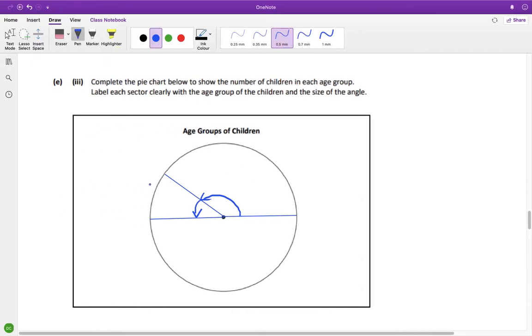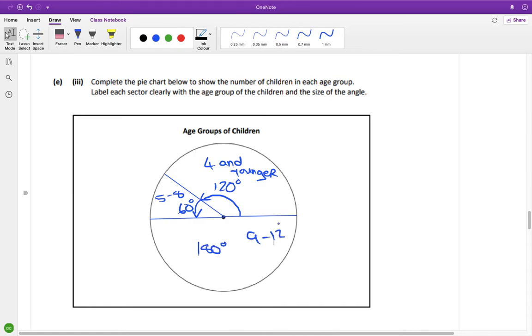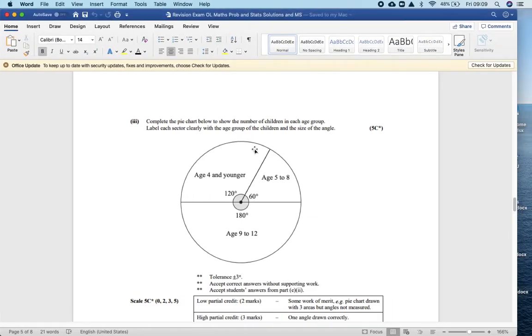So for mine, this would be 120 degrees and it would be 4 and younger. This would be my 60 degrees and it was a 5 to 8. And then this is my 180 degrees and 9 to 12. Okay? So I'll send you this anyway, but that's what it should look like if it's done perfectly.